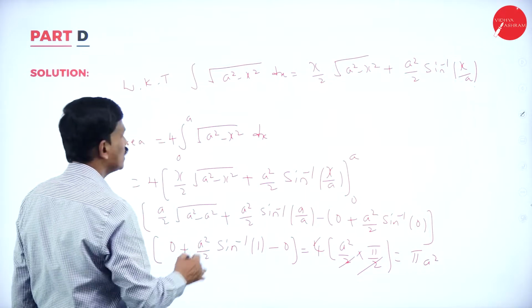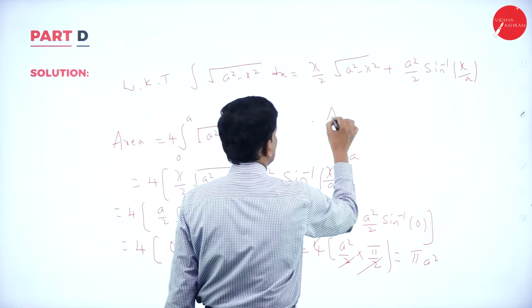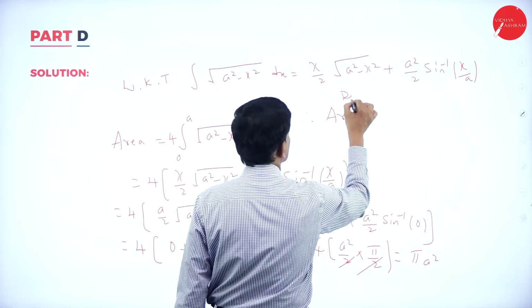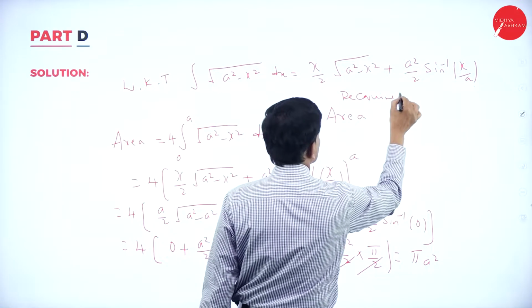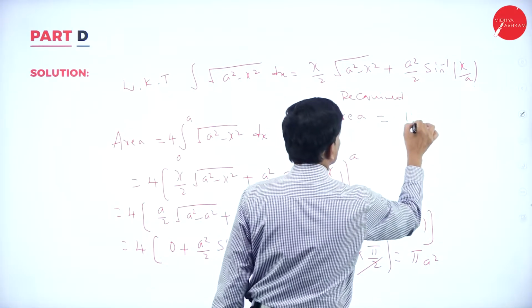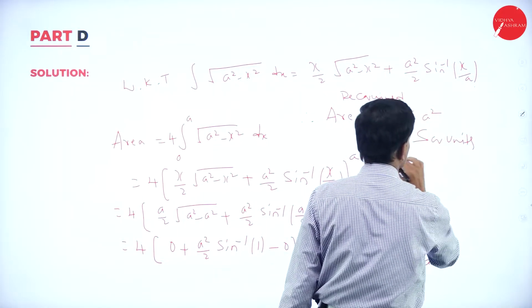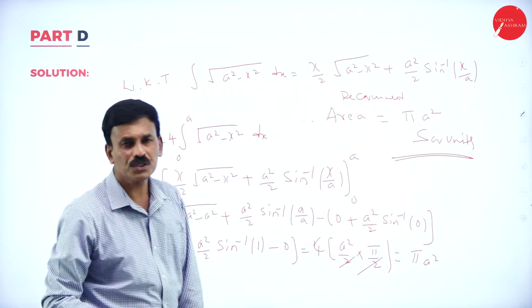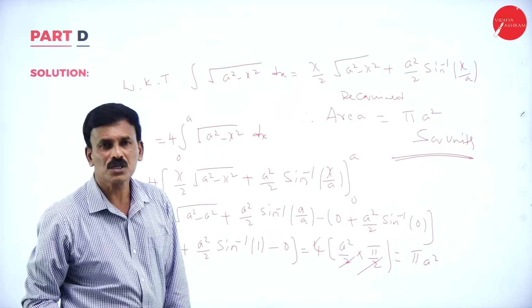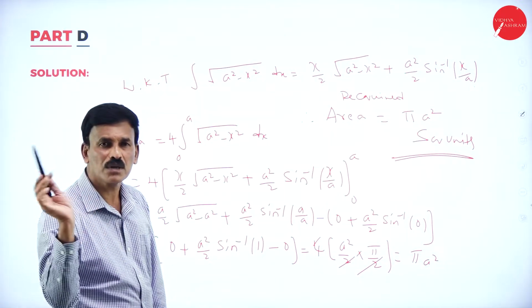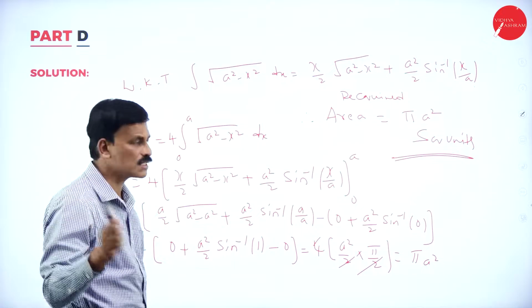So therefore the required area is pi a square units. This is the required answer, a very important problem. So the area of the circle x square plus y square is equal to a square is pi into a square. That's it, very simple.